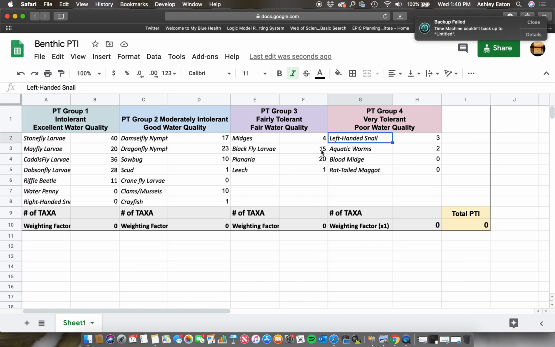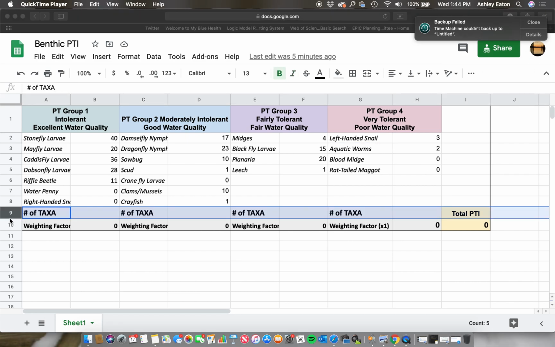And so what you can do is go ahead and enter your information for the organisms you found. If there are other organisms you found, we won't use that data for the calculation of the pollution tolerance index, but that may be interesting to have for other reasons. Using row 9, what we're going to do is count up the different species that we found.